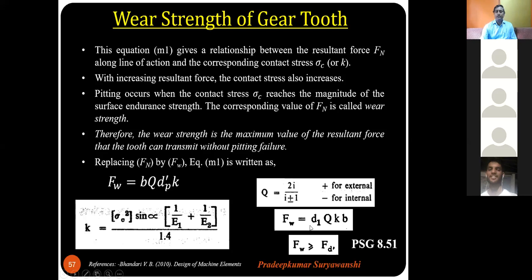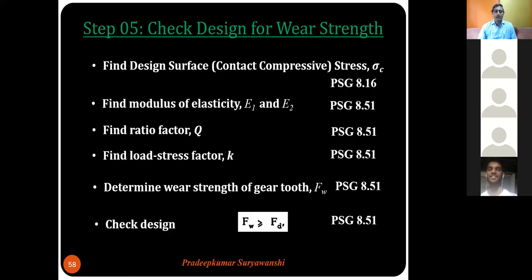So Fw is equal to d1 instead of dp prime. In the data book it is mentioned as d1, the pitch circle diameter of the pinion. Q is the ratio factor, we can find it from here or on the basis of the number of teeth on both the gears. K is the load stress factor which is defined here. B is the face width. And we say the design is safe when this Fw is greater than or equal to the dynamic load Fd. So we'll move on to the next slide, where we are going to check the design for wear strength.